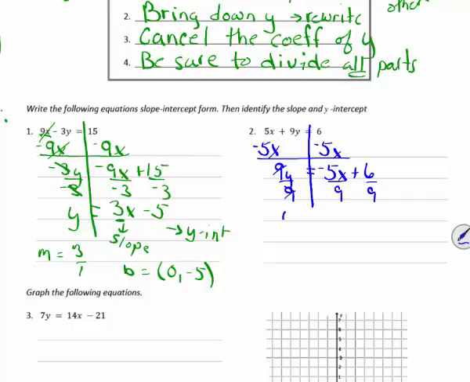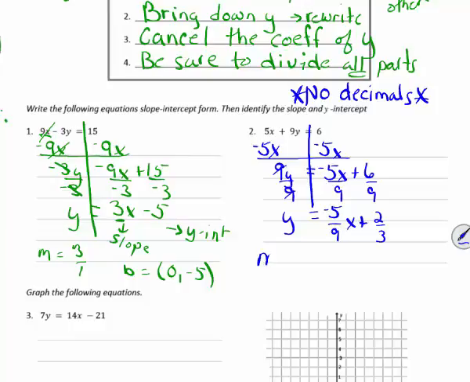So these are canceling, y equals. If this does not divide out evenly, you're going to keep it as a fraction. Do not turn it into a decimal. So this is going to be negative 5/9 x. Plus 6/9 can actually be reduced to 2/3. So if you can reduce it, but otherwise keep them as fractions, not decimals. I'm going to put up here, no decimals.